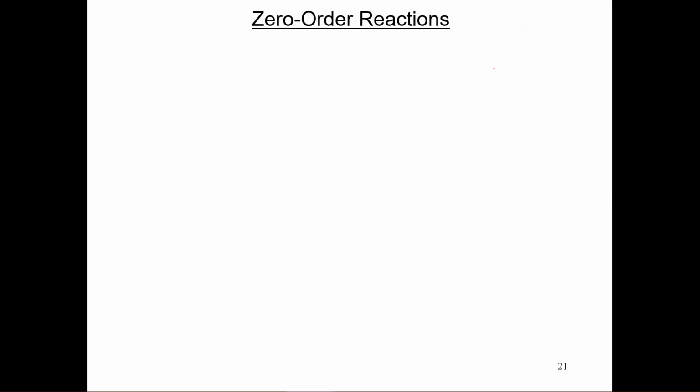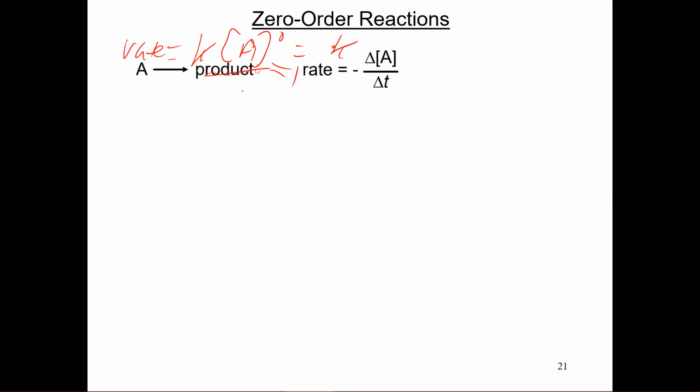Zero order reactions are when essentially the concentration of the reactant doesn't matter. So a zero order is where the rate is equal to k times the concentration of A to the 0 power there. And essentially that would be equal to 1. This makes that equal to 1. For a zero order reaction, A goes to a product.